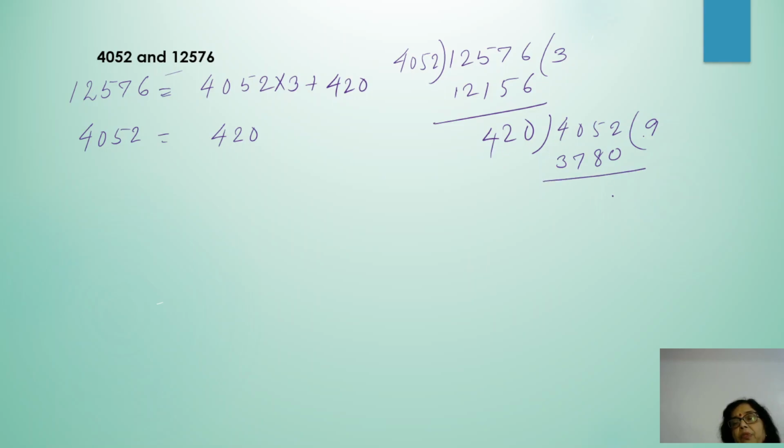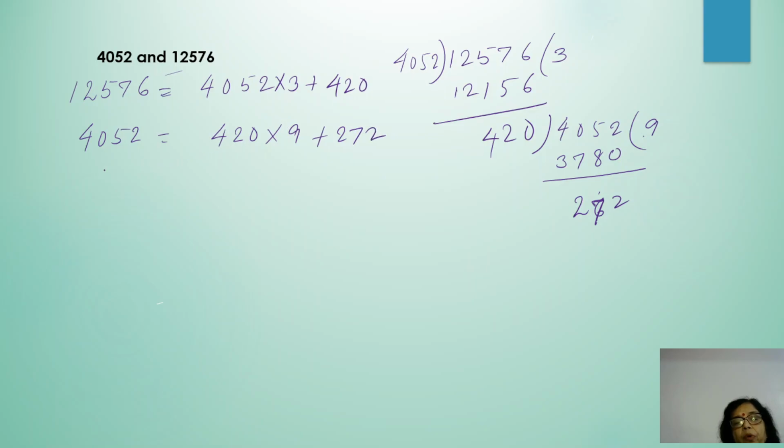So this becomes 2. This becomes how many? This is 4. So this is 6 over here. And sorry, this is 5 here. So this is 7. And this is 9 minus 7, that is 2. So 272. So 4052 equals 420 into 9 plus 272.